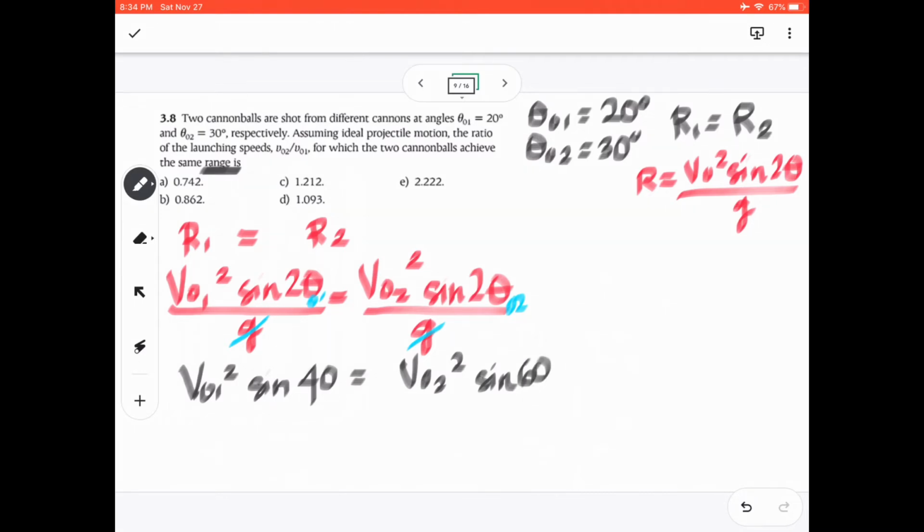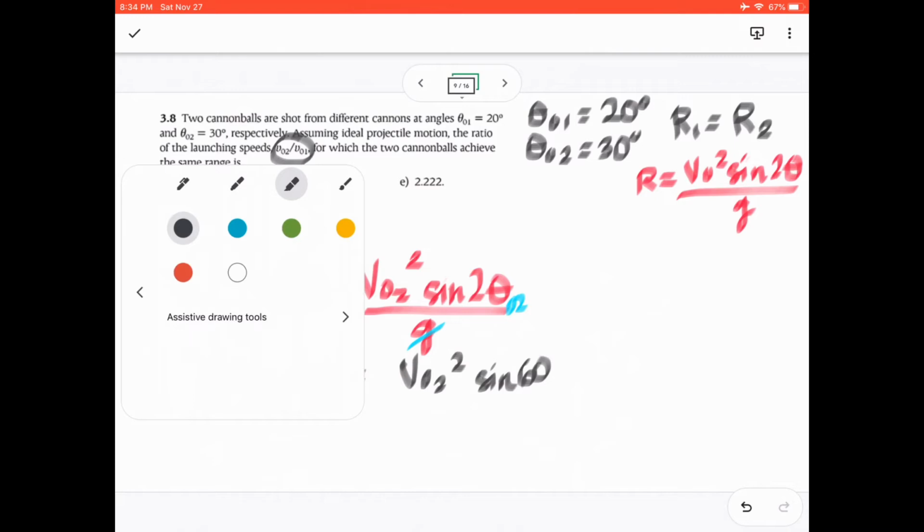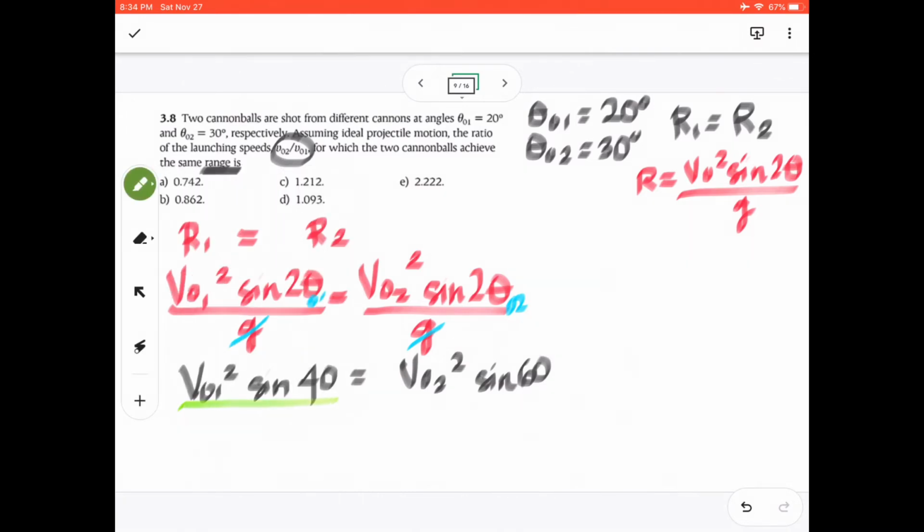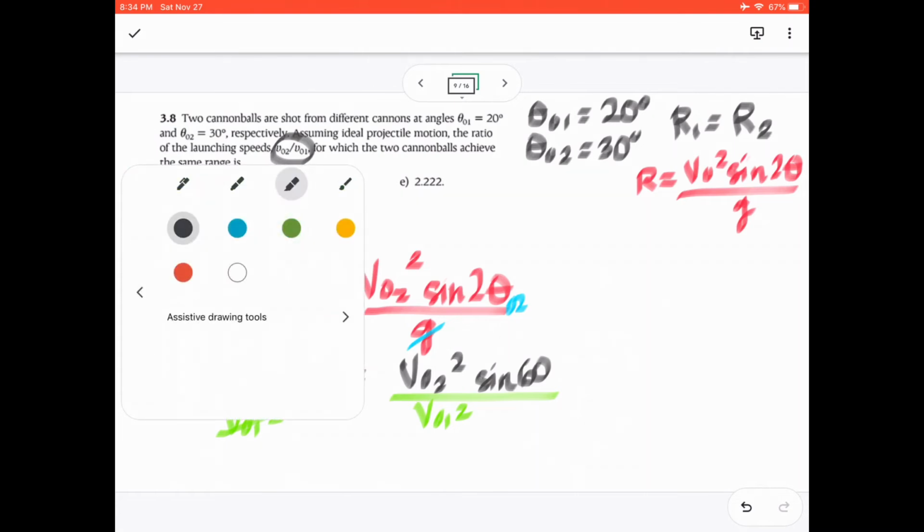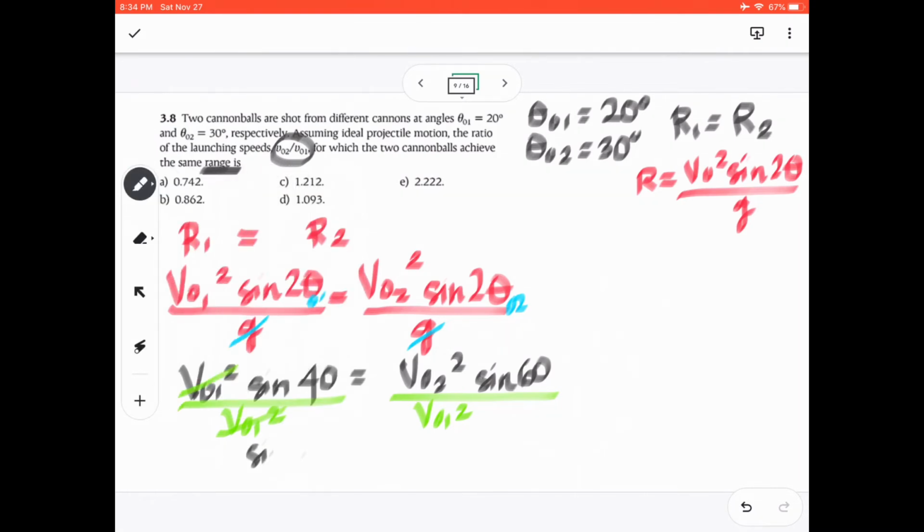We want this ratio VO2 over VO1. So we divide both sides by VO1 squared so that we will have VO2 over VO1. We can now cancel this and this. So we have sine 40 is equal to VO2 squared over VO1 squared times sine 60. Okay, we continue here.